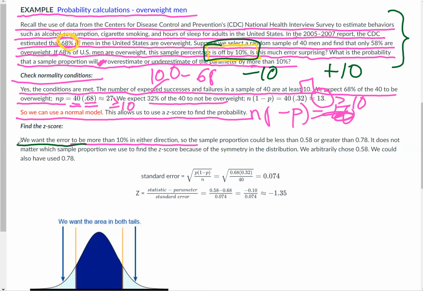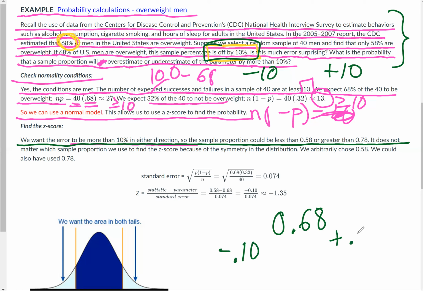We want the error to be more than 10% in either direction, so the sample proportion could be less than 0.58 or greater than 0.78. Because the population proportion was 0.68, I subtract 0.10 or add 0.10. That's what they're saying, subtract or add. I want to know, when is it smaller than this or larger than this?